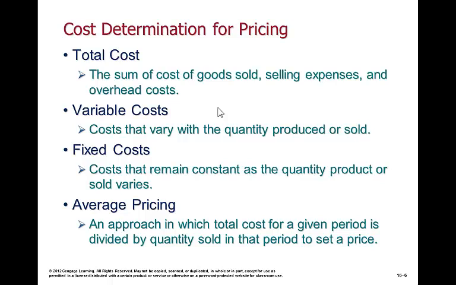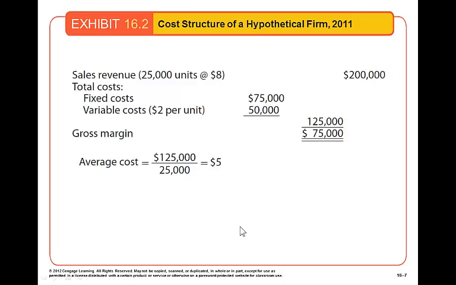Average pricing, now we want to look at this a little bit closer because sometimes there's a temptation to price your products on an average basis. And that's a very treacherous area to get into. It's an approach in which total cost for a given period is divided by quantity sold in that period to set a price. So let's look at a couple of examples here.